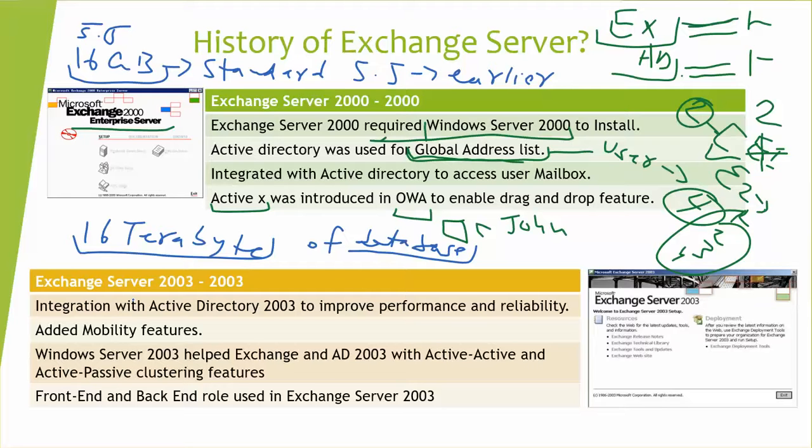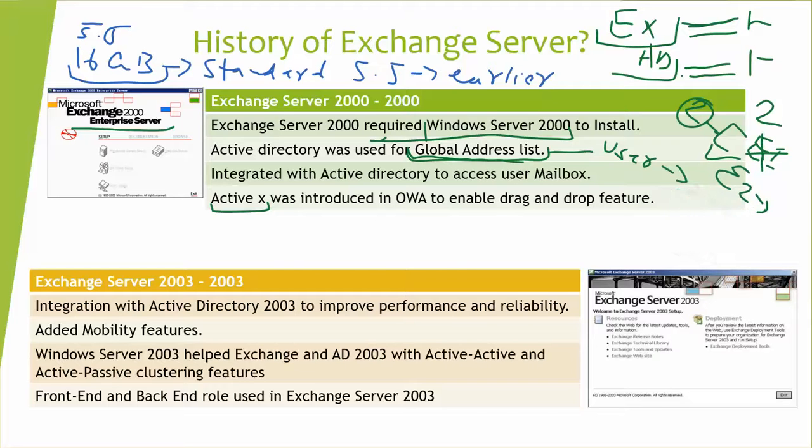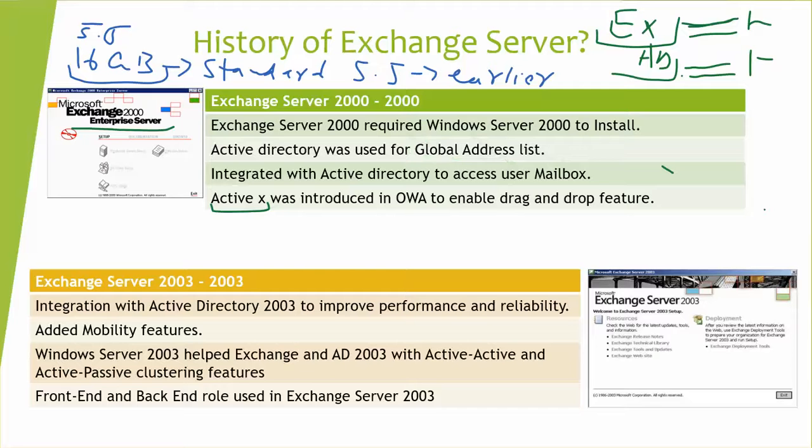Exchange Server 2003 came right after Exchange Server 2000, and it was released on September 28, 2003. This version was good because Exchange Server 2003 was able to be installed on Server 2000, or you were also able to install it on Server 2003. So if a company was upgrading their Exchange server from 2000 to 2003, they didn't have to go and buy another operating system license just to get Server 2003.